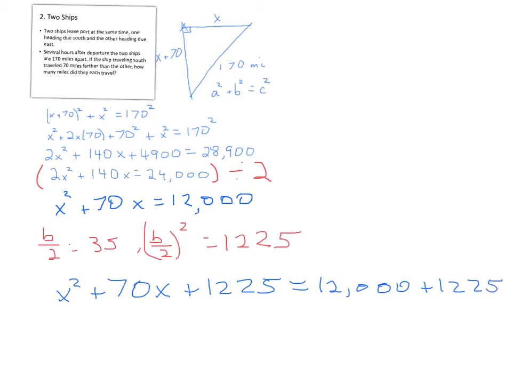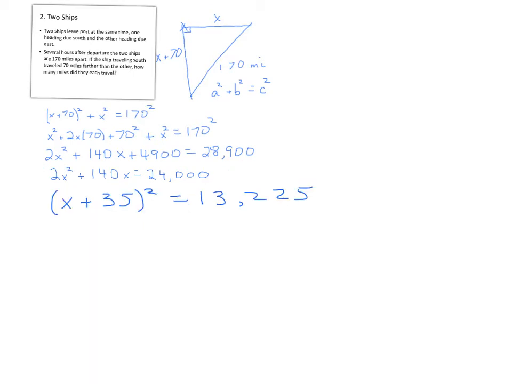And because of our b over 2 and b over 2 squared calculations, we know that the left side is a perfect square trinomial that factors to be x plus b over 2, which is 35, all of that squared. And on the right, we have 13,225.